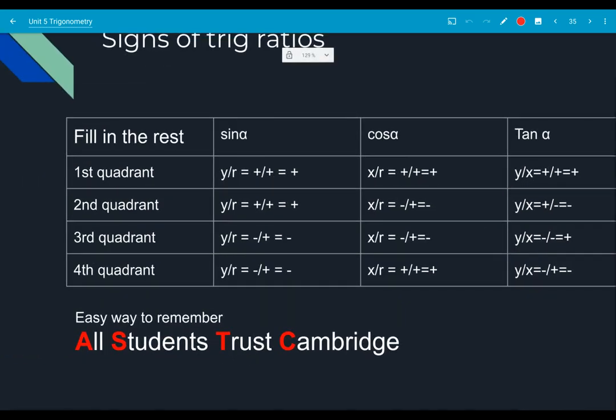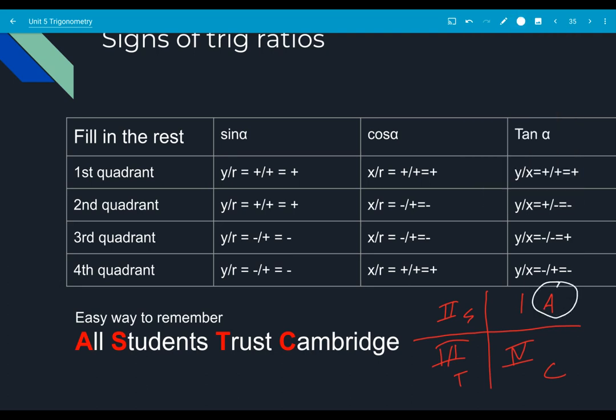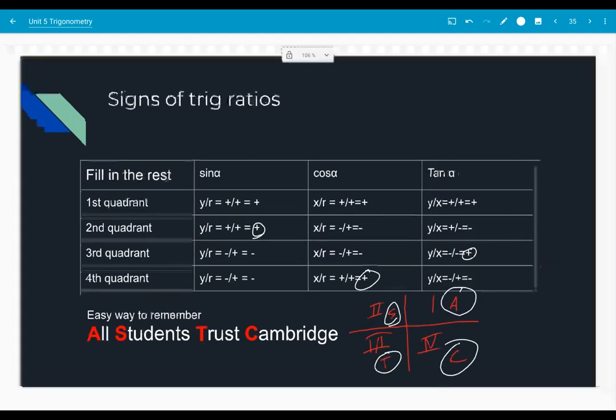So what that means is if you're thinking about your Cartesian coordinates, your xy plane, and you're thinking about the quadrants, remember they go around like a C, 1, 2, 3, 4. It's All Students Trust Cambridge. And what that means is all functions are positive in the first quadrant. Sine is positive in the second quadrant, tangent is positive in the third quadrant, and cosine is positive in the fourth quadrant. So remember, all students trust Cambridge.